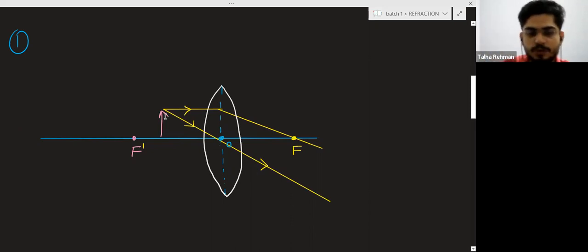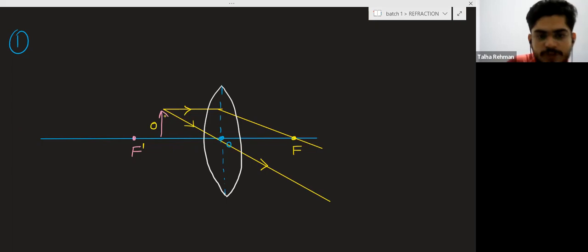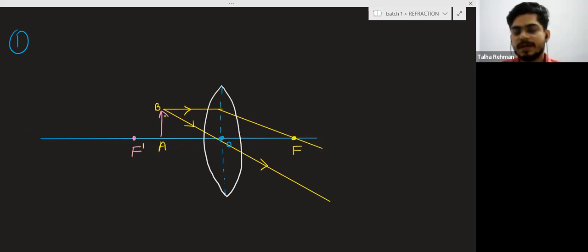We have this object O. O is the object. Suppose we have this object named AB. AB is the object, and we want to draw the image of this object. So what will we do?